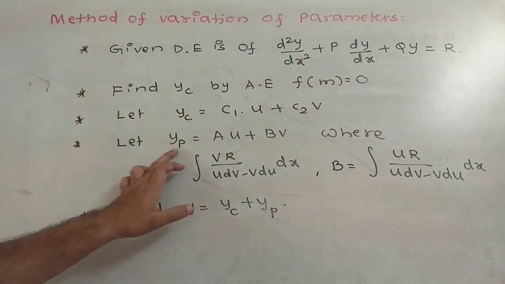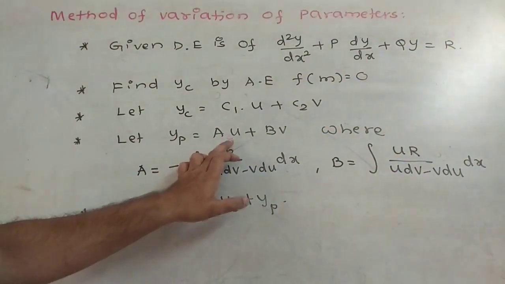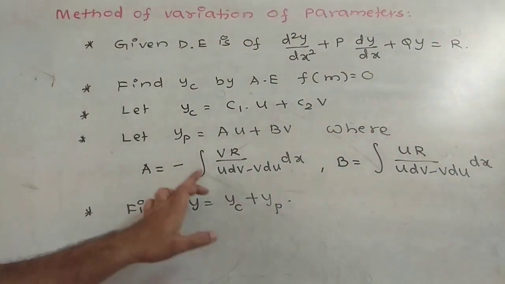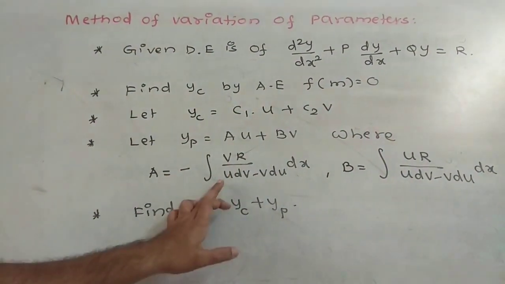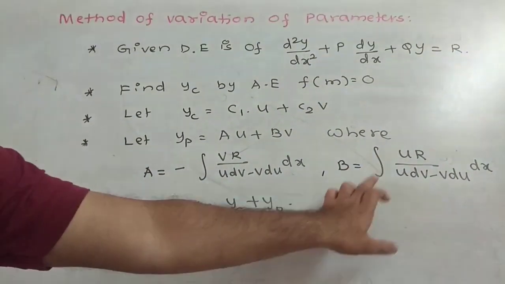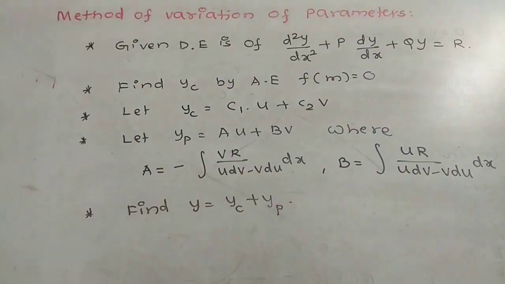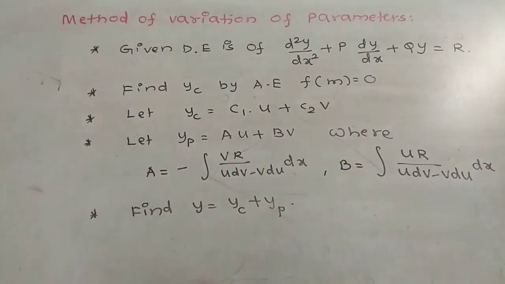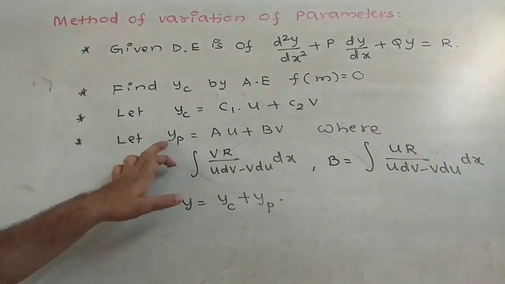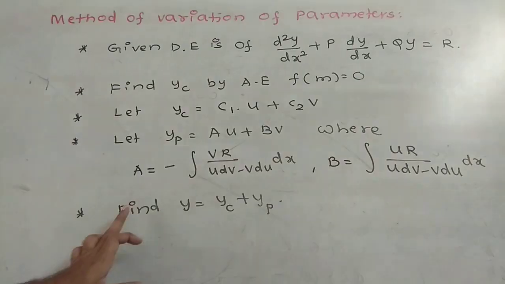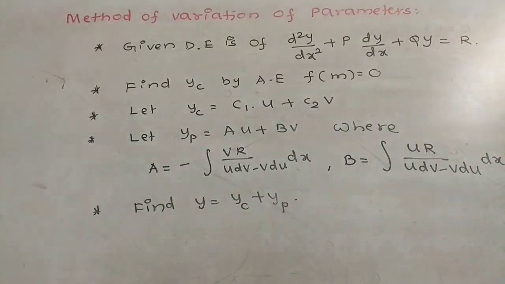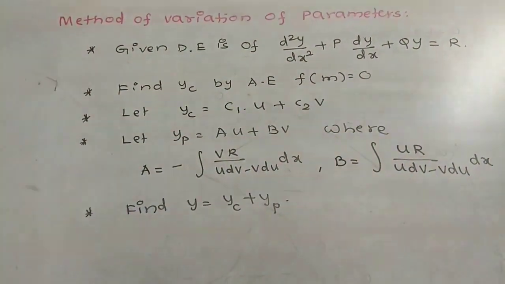Then you find the particular integral yp equal to au plus bv, where a is calculated as minus integral of vr divided by (u dv minus v du) dx, and b equals integral of ur divided by (u dv minus v du) dx. Calculate the a and b values and substitute in your yp, which gives you the particular integral. Now find the complete solution y equal to yc plus yp. So this is the brief procedure of the method of variation of parameters.